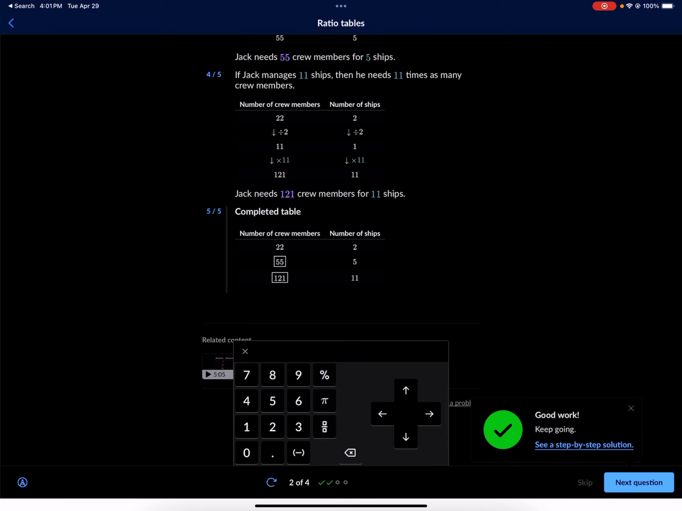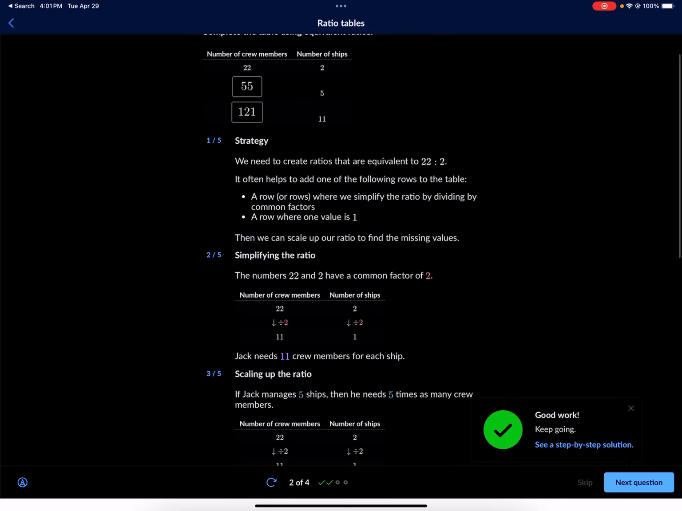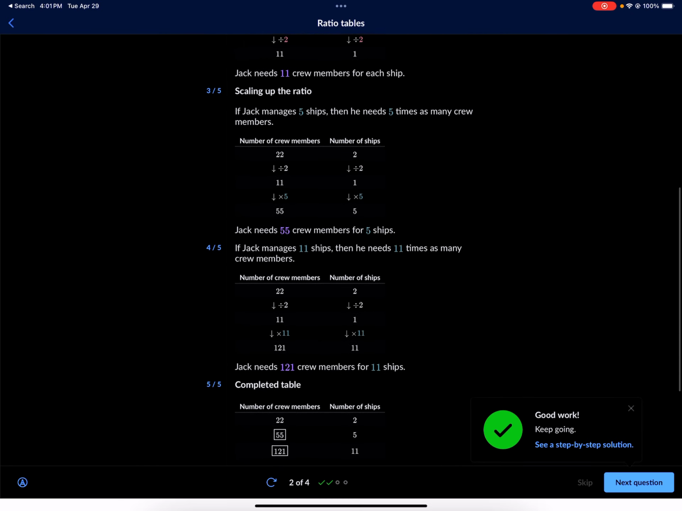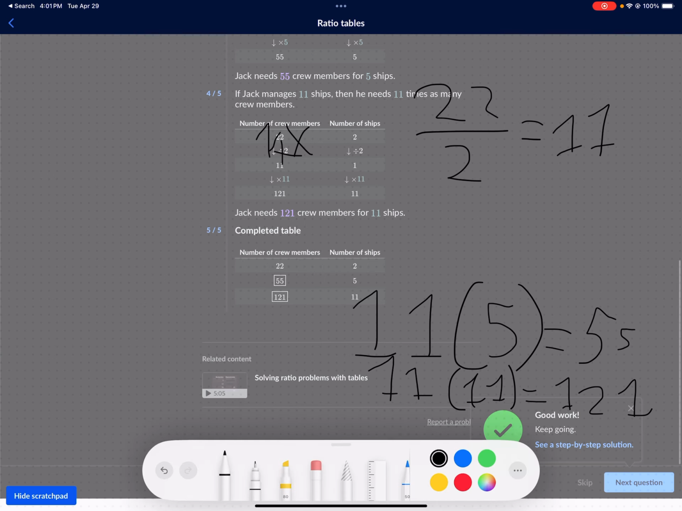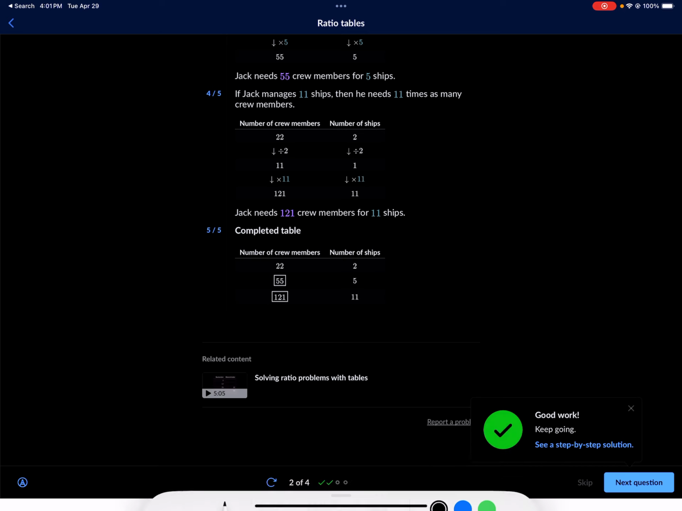Perfect. Here is the explanation. Take a look at our numbers. And then we circle this. And happy study. Okay, moving on.